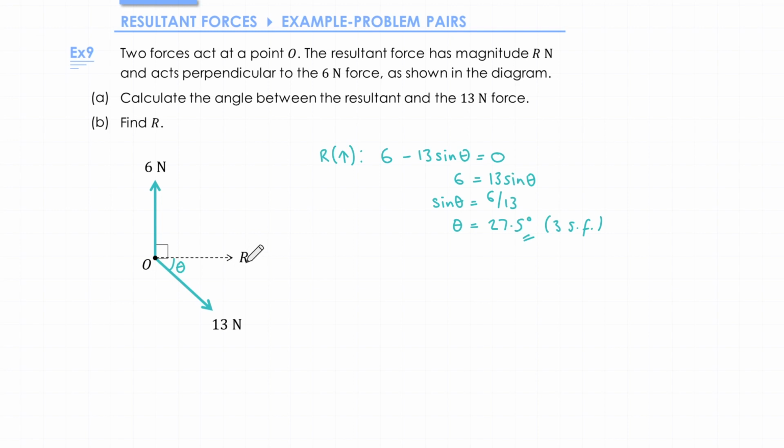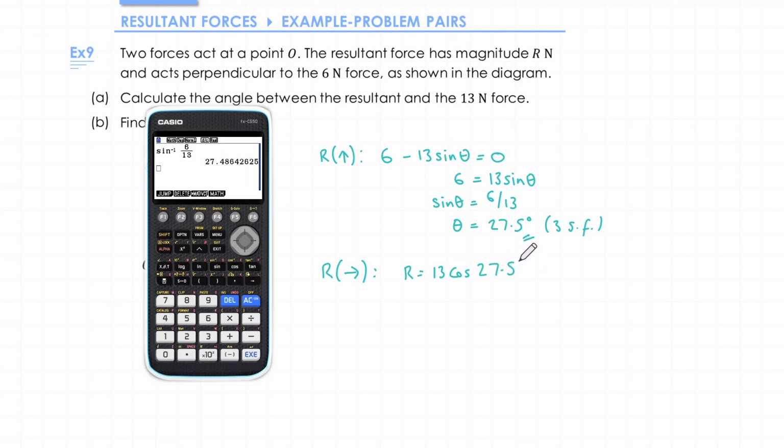Next we'll find R. To do that, notice that it acts completely to the right, and the only force on our original diagram acting to the right is the 13 Newton force. So we can say that R equals 13 cos theta, where theta is 27.5 degrees. And if we put that into our calculator, we get 11.5 newtons to 3 significant figures.